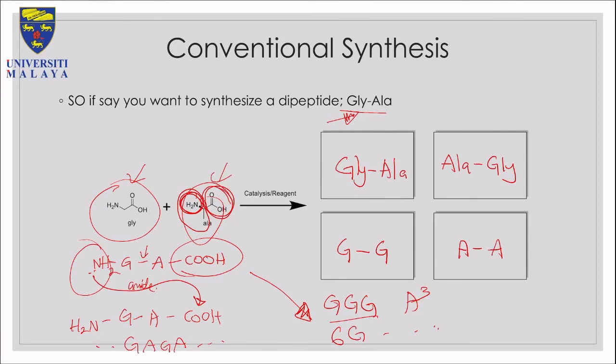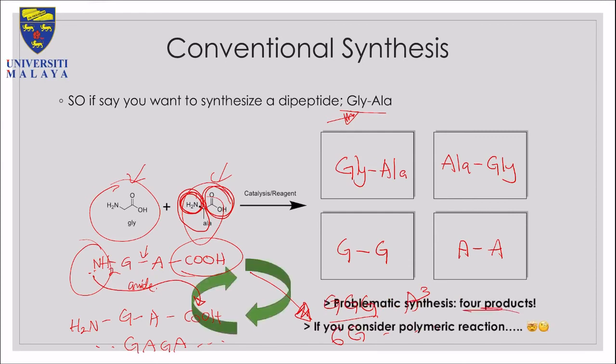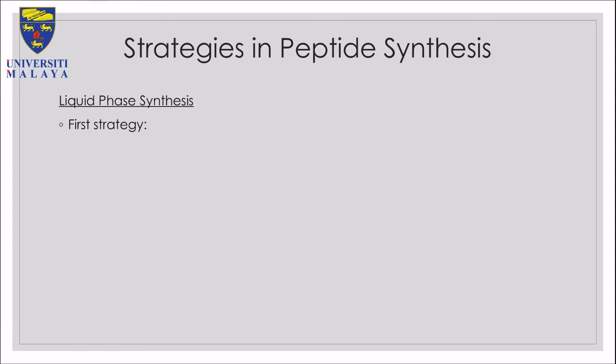So how do you actually synthesize them? Okay, so your four products are just the bare minimum. You can actually get unlimited combinations of proteins and peptides. So that's why I said polymeric reaction. Okay, so what are the strategies that you can actually use to control the peptide formation or the protein formation?